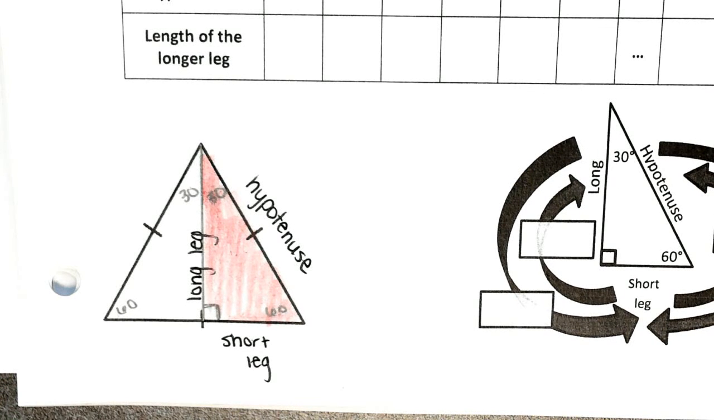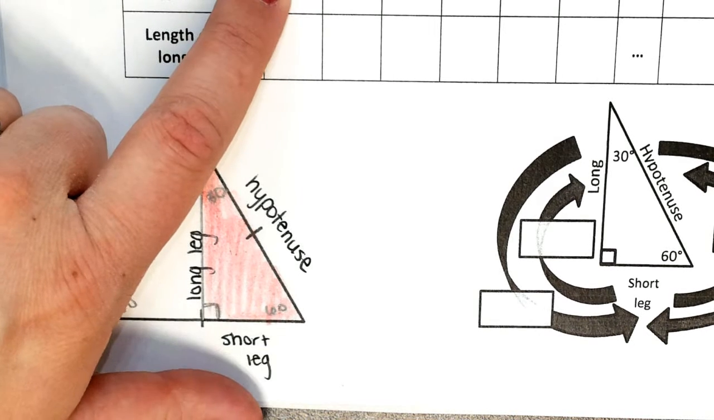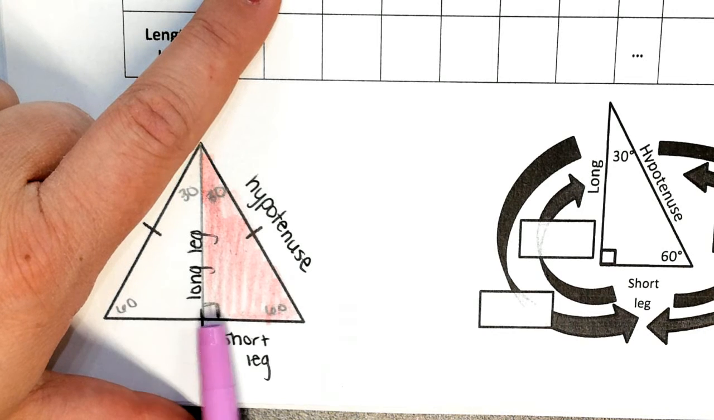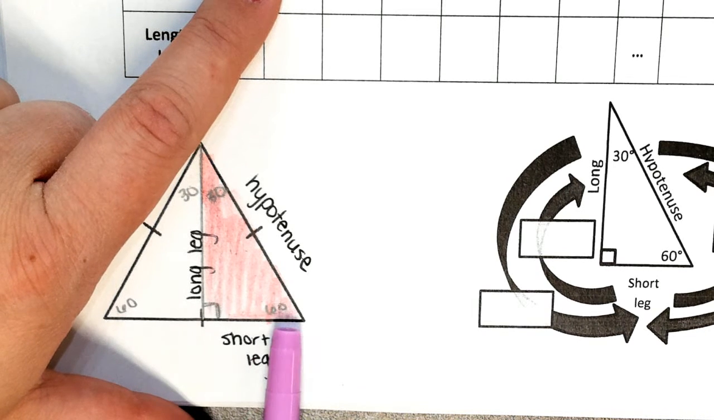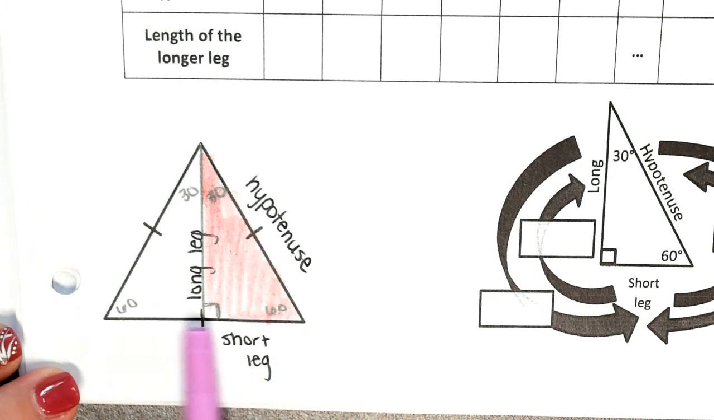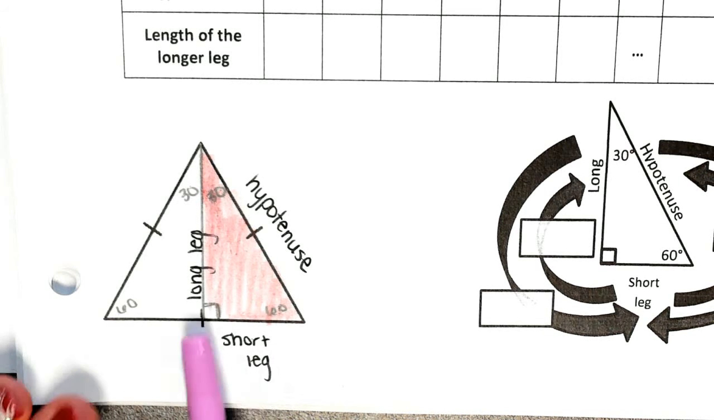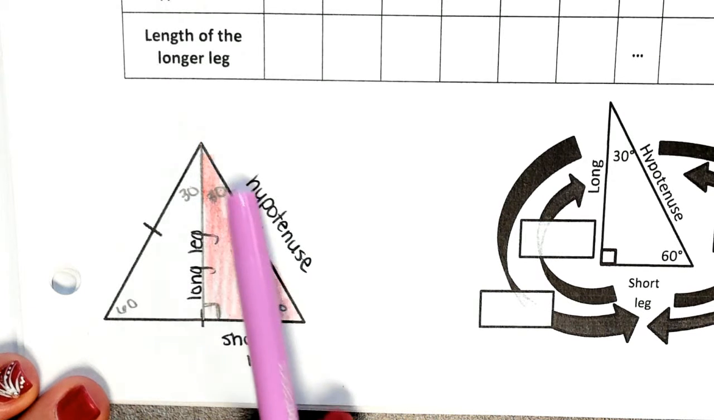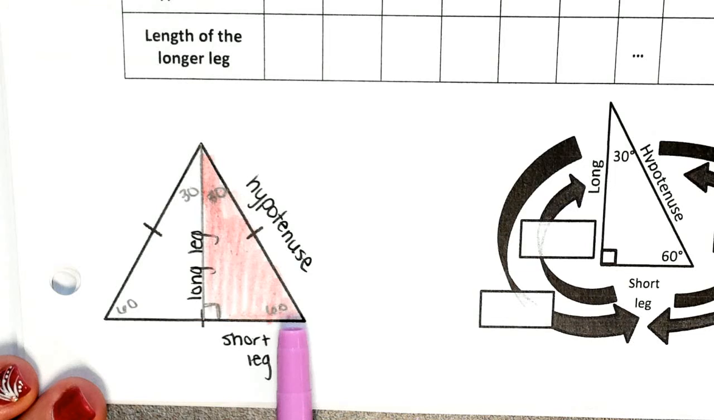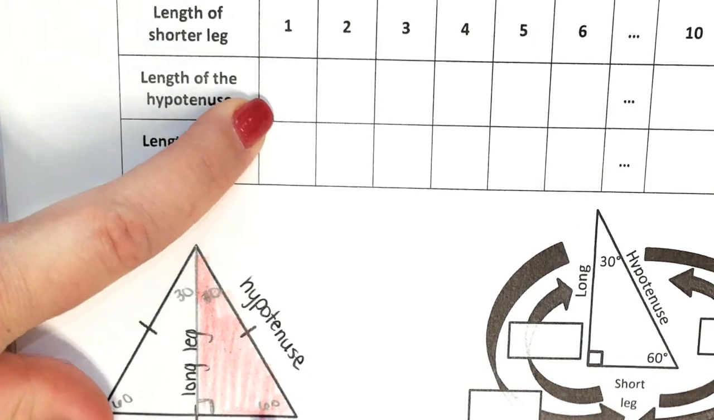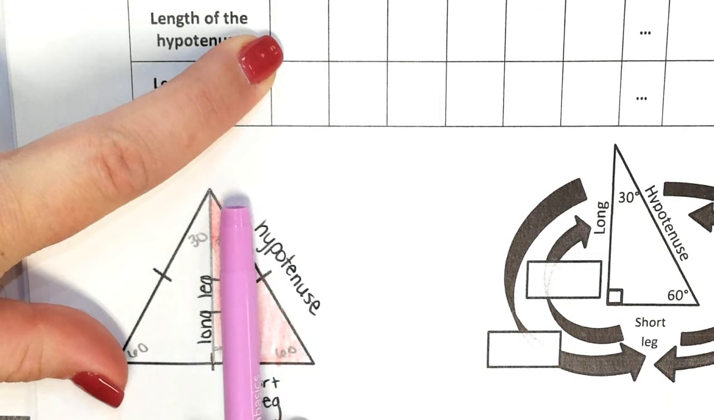Are you with me? Okay, now that we have these labeled, let's say I labeled this short leg a length of 1. If this length is 1, what would this whole side be? If this short leg's 1, this whole side would have to be 2, right? Isn't the hypotenuse the same as this whole side? So if the short leg is 1, what's the length of the hypotenuse? 2.